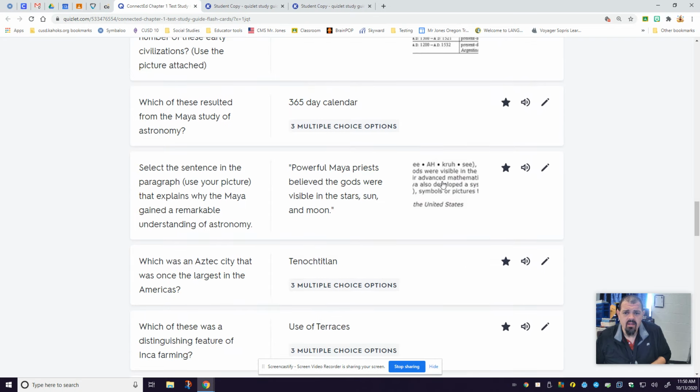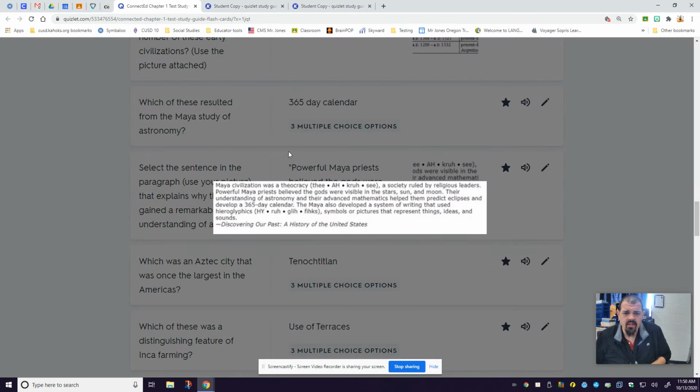Okay? Here's another one. You can just copy the sentence off of there to get your study guide done, but if you don't understand where you got the answer from, it's not going to do you a lot of good. It says Maya civilization was a theocracy, a society ruled by religious leaders. Powerful Maya priests believed the gods were visible in the stars, sun, and moon. Their understanding of astronomy and their advanced mathematics helped them predict eclipses and develop a 365-day calendar. The Maya also developed a system of writing that used hieroglyphics, symbols or pictures that represent things, ideas, or sounds.